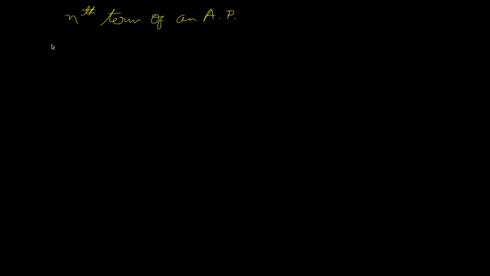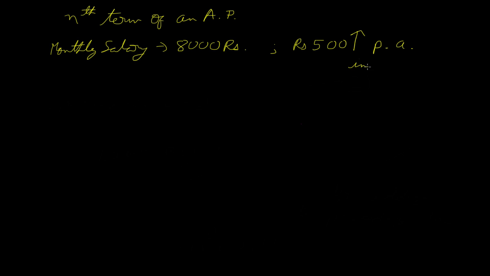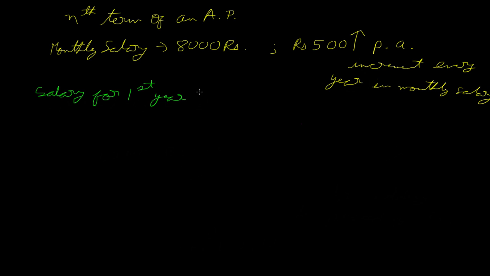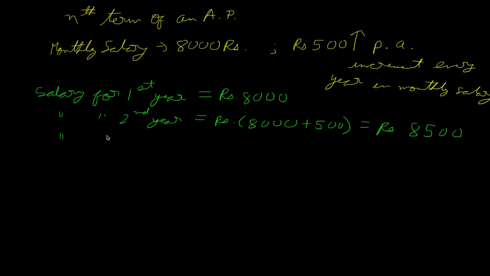Suppose you get a job and the contract says that you will get a monthly salary of 8,000 rupees, and the contract also says that you will get an increment of rupees 500 per annum. That is an increment of rupees 500 in the monthly salary every year. So your salary for first year will be rupees 8,000, and the salary for second year will be rupees 8,000 plus 500, that is equal to rupees 8,500.